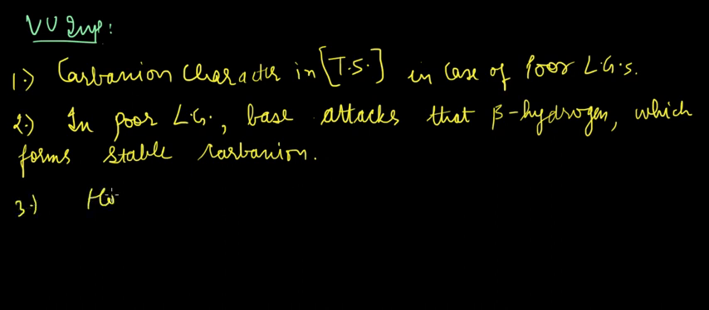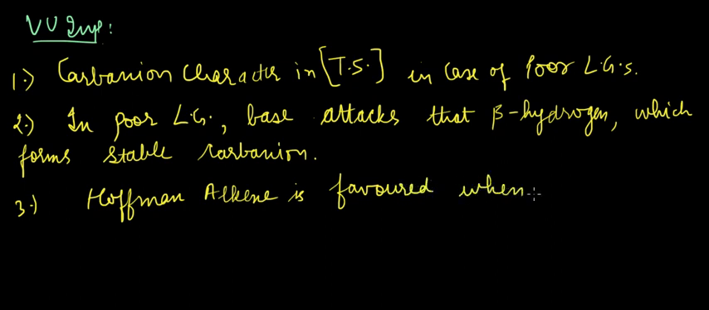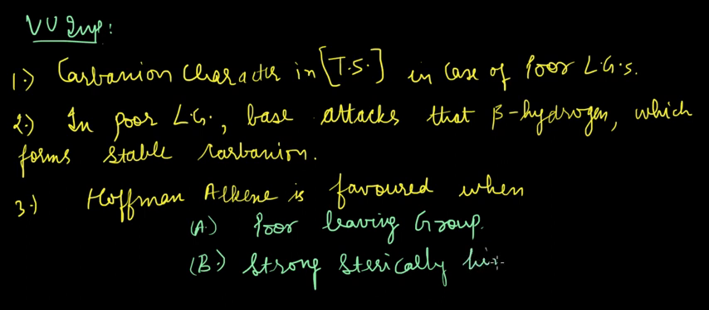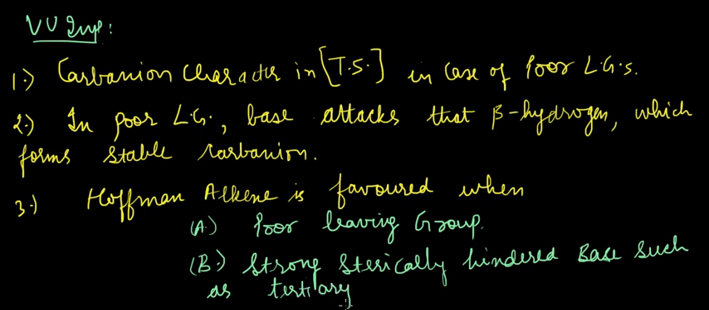And the third point is obviously Hoffman alkene is favored when A, there is a poor leaving group in the compound, and B, a strong sterically hindered base such as tertiary butoxide is the reagent.